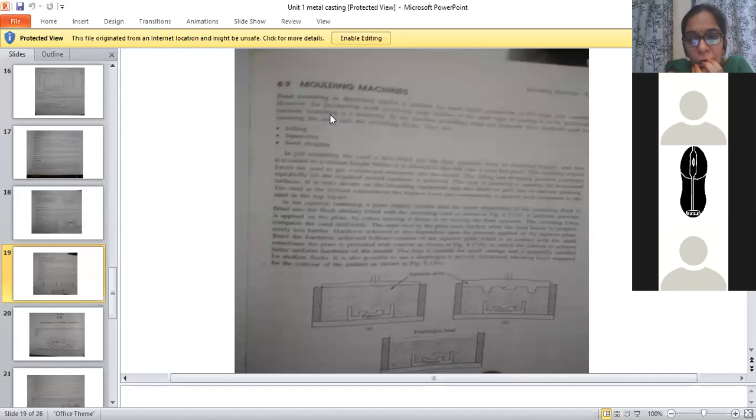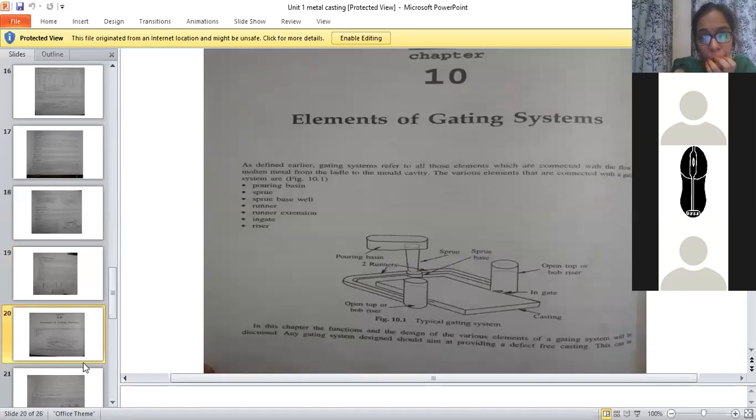So in the molding machines you have three different types: jolting, squeezing, and sand slinging. The next topic, I'm just discussing only the important topics. The fourth important question in the essay is to write the elements of the gating system. This is very, very important. The first important question is types of patterns, the second is properties of sand, the third is pattern allowance, and the fourth is elements of the gating system.